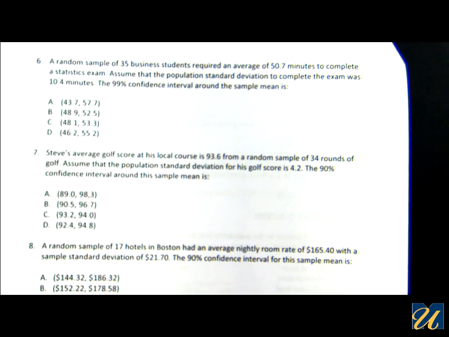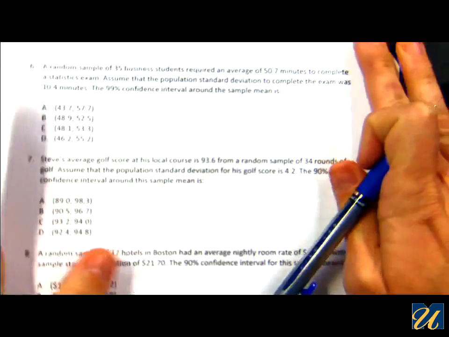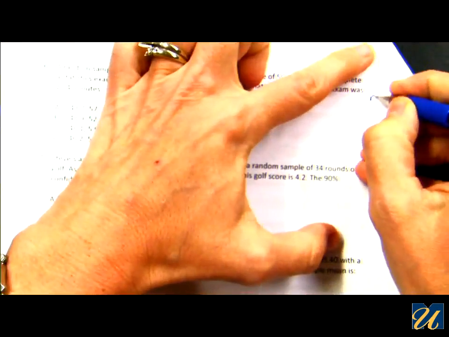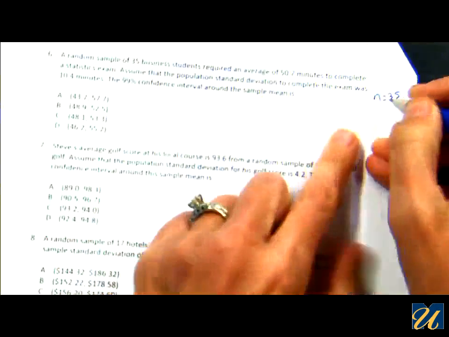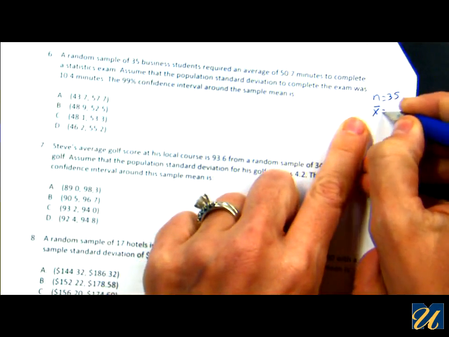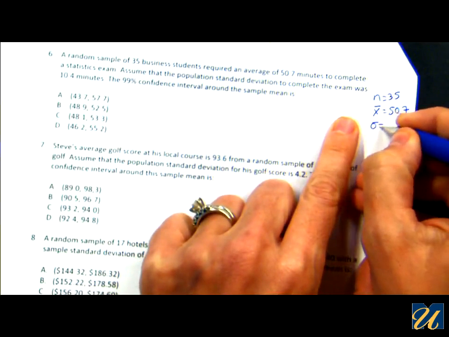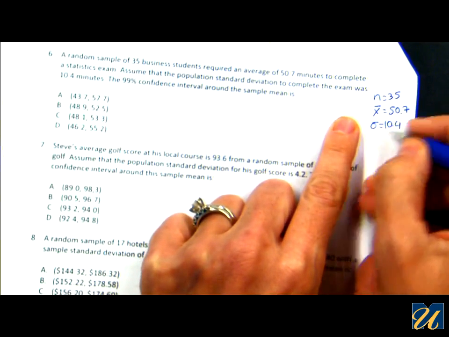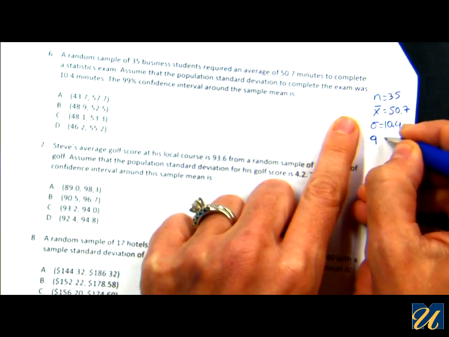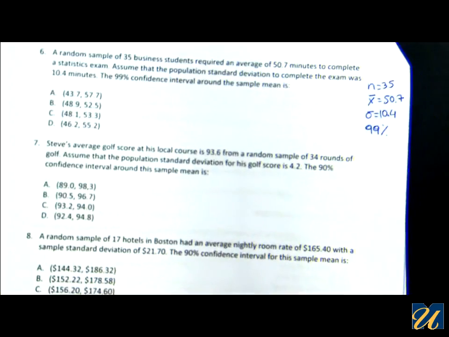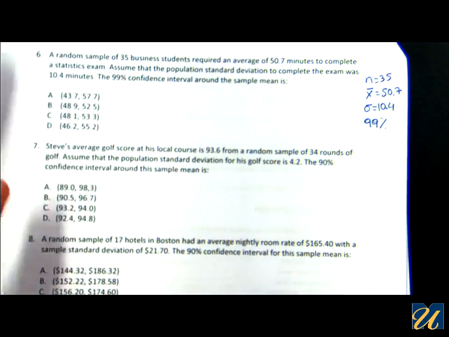A random sample of 35 business students. Once again, same thing. We have n equal to 35. We have x bar equal to 50.7. We have sigma equal to 10.4. And in this case, I'm simply asking you to calculate the 99% confidence interval. You can use your graphing calculator or you can do it manually.